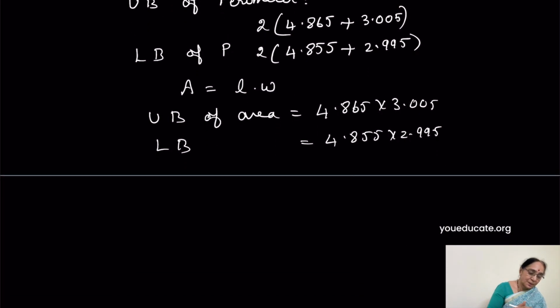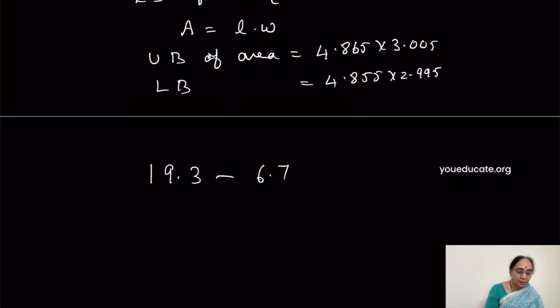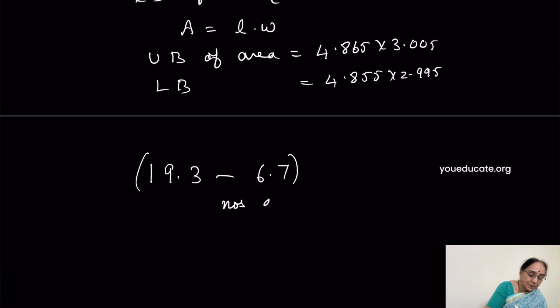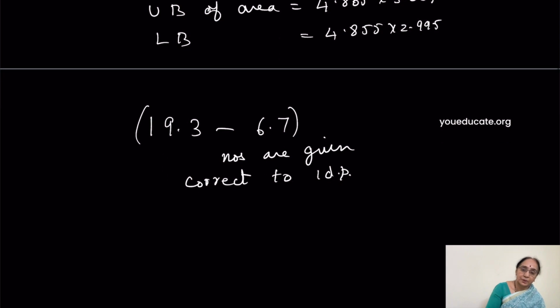Now let us do one subtraction. Say I have 19.3 minus 6.7. For this subtraction, I want to find the upper bound and lower bound of this difference, where the numbers are given correct to 1 decimal place.